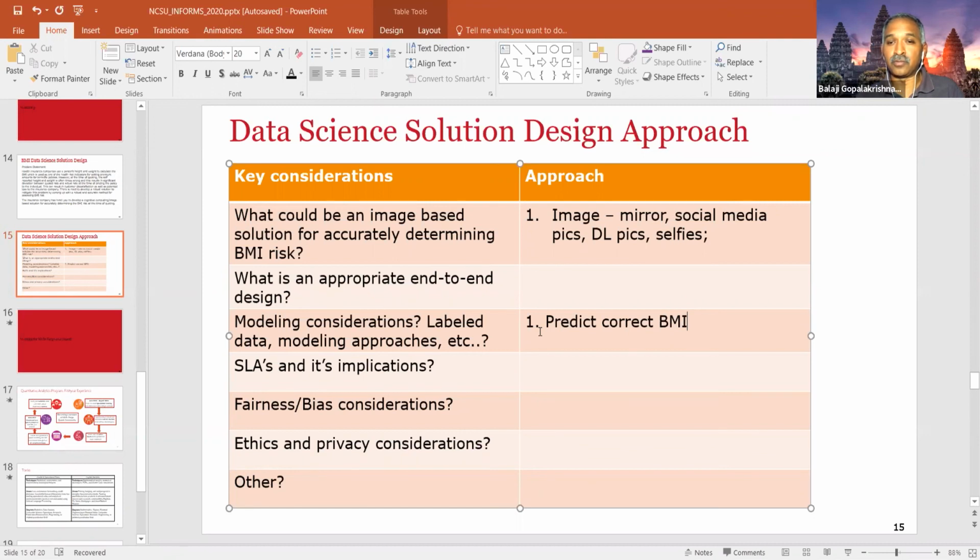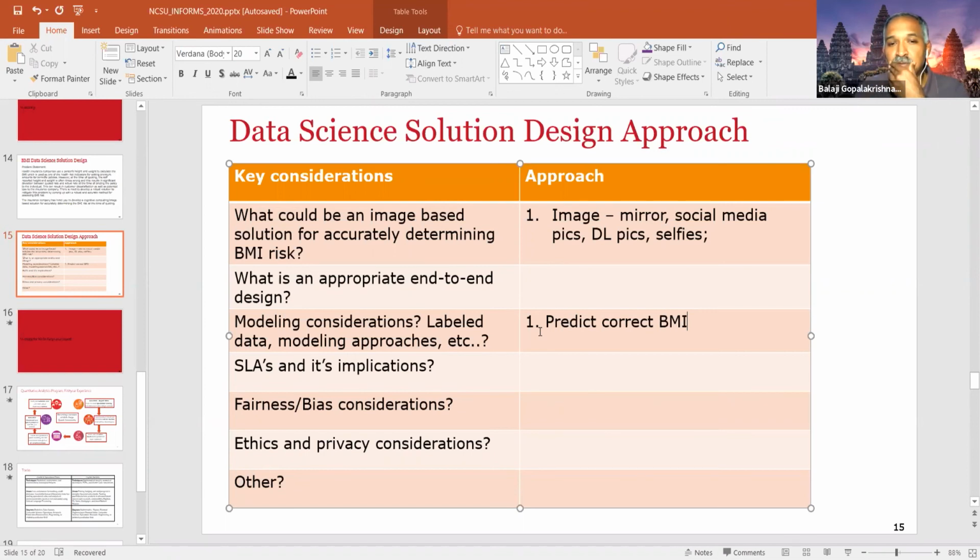So since the problem is about predicting different levels of BMI, the question becomes, how are we even going to build a model? In order to build a model, you need to get data. How are we going to get data for this? So we need a lot of selfies, and we need ground truth data. That is, we need selfies along with somebody's height and weight. How do we go about collecting the data to build a model? You'll need hundreds of thousands of these images.